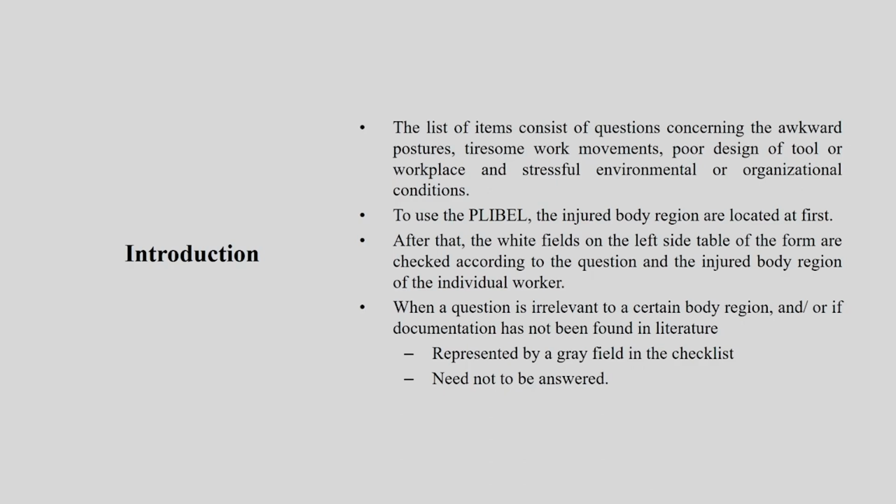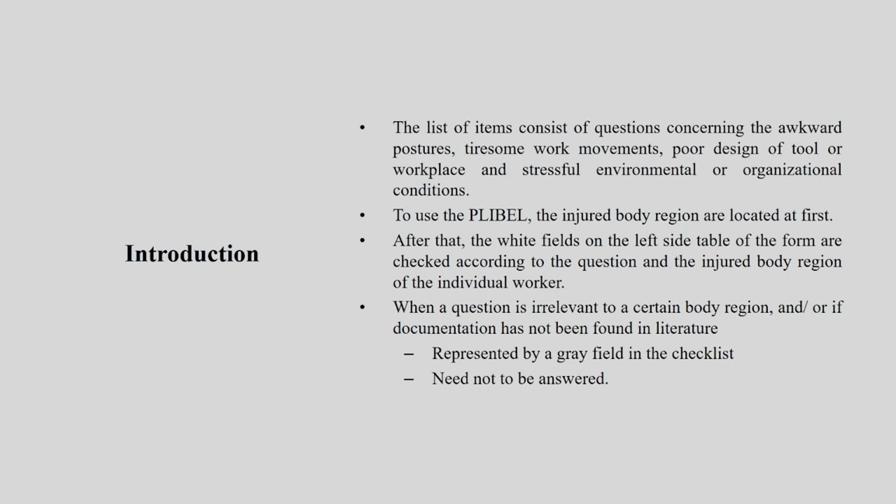So after that, the white field. We will show you the checklist, then you will understand what that white field is. The white fields on the left-hand side of the table of the form are checked according to the questions and injured body region of the individual worker, that I am going to show you in the actual checklist.